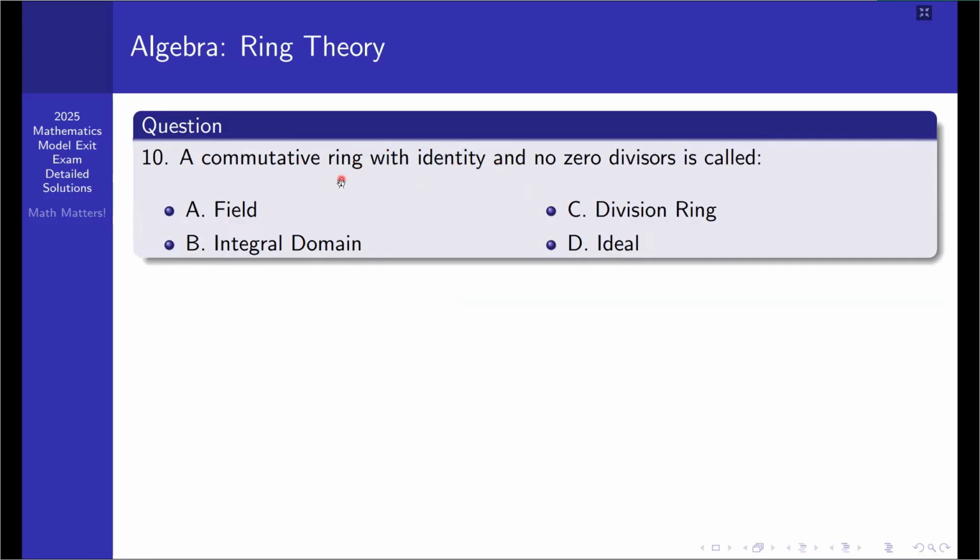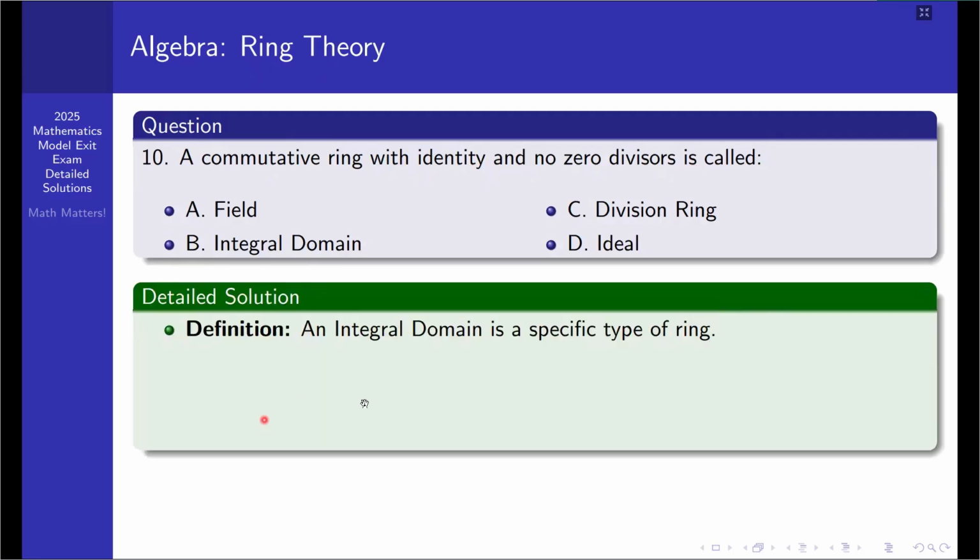Okay, question number 10, which is a question related to ring theory. A commutative ring with identity and no zero divisor is called what? So let us see this definition first.